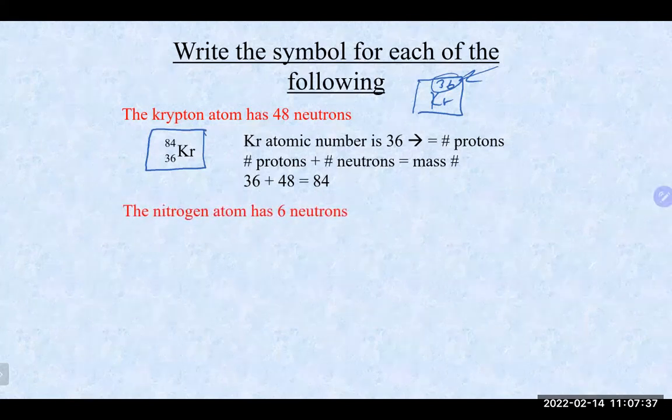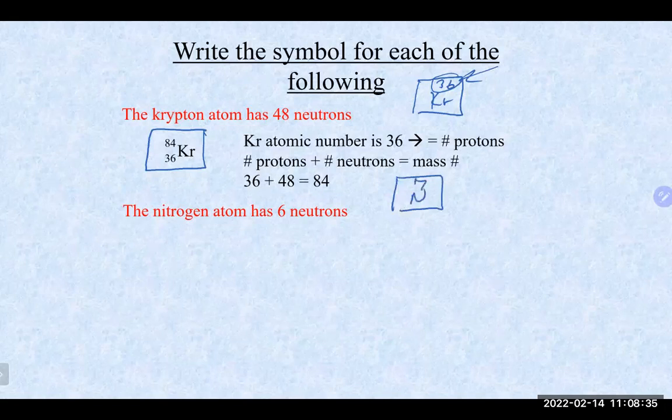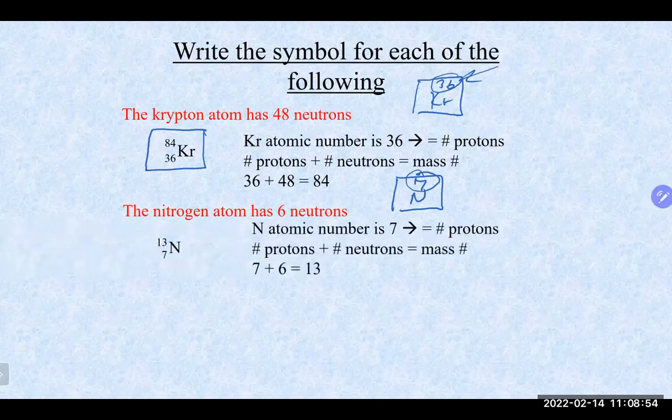Nitrogen has 6 neutrons. So take a look at there and see what you come up with. Nitrogen is, if we look up there on the periodic table, as we saw earlier, our good friend 7, again being the atomic number, which is also the number of protons. So that is 7 plus 6, which would give us 13 in terms of our mass number, which should go top left, and our symbol should look something like this. Any questions on that one there?